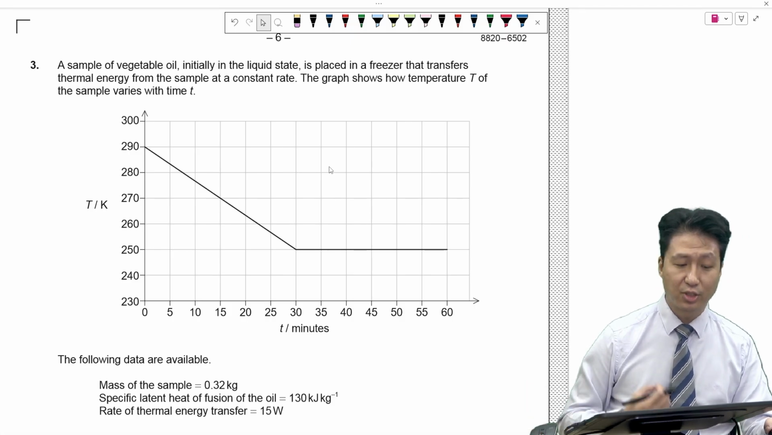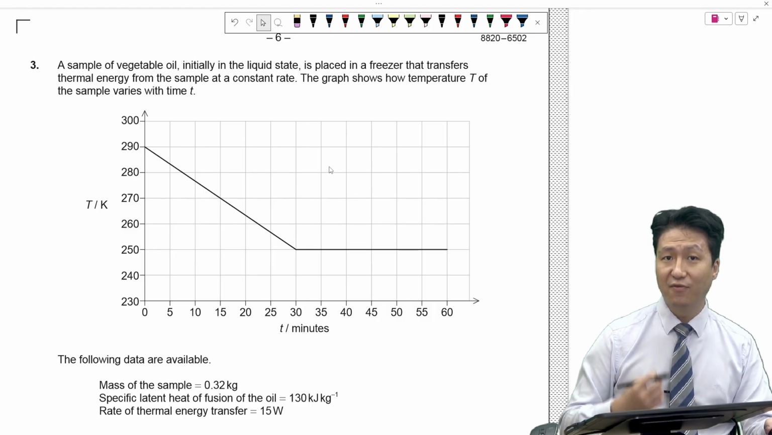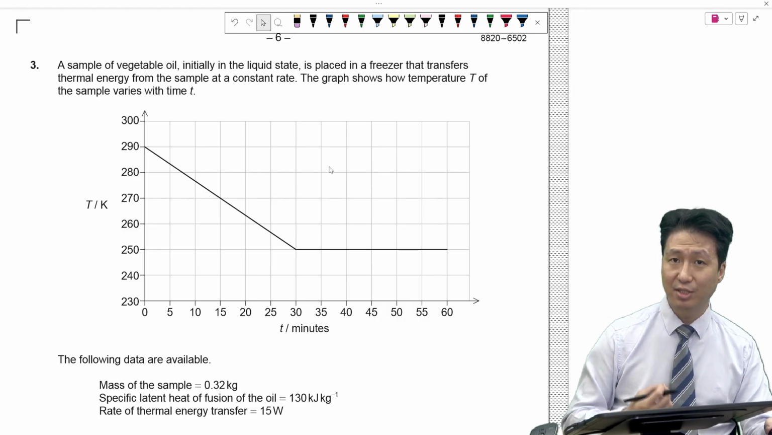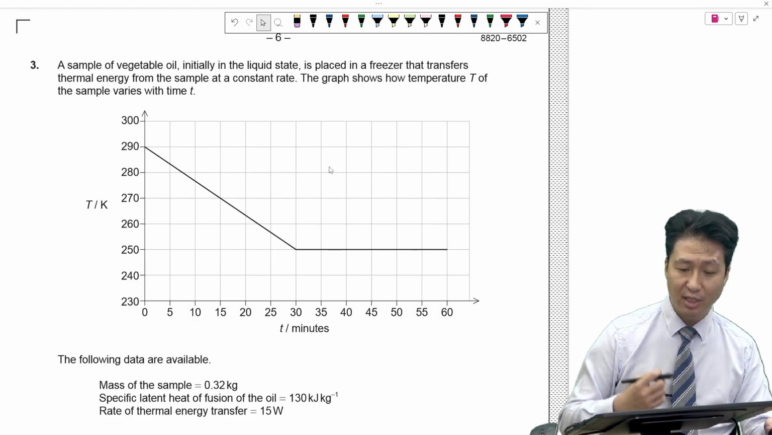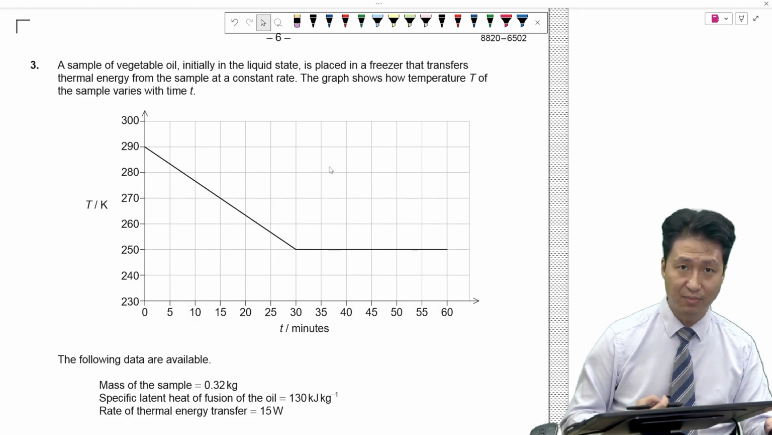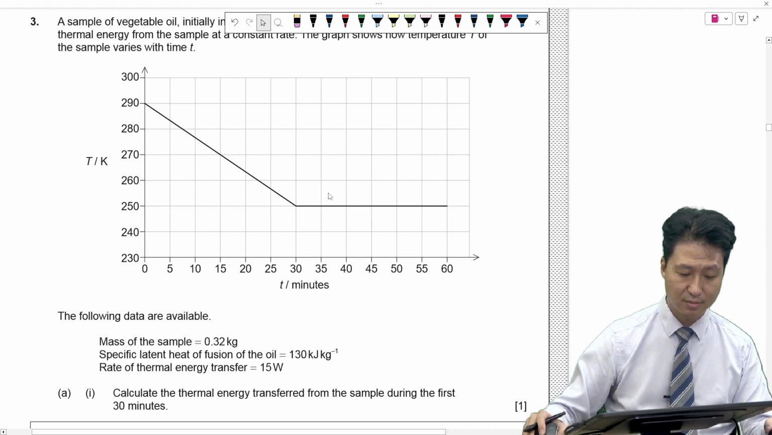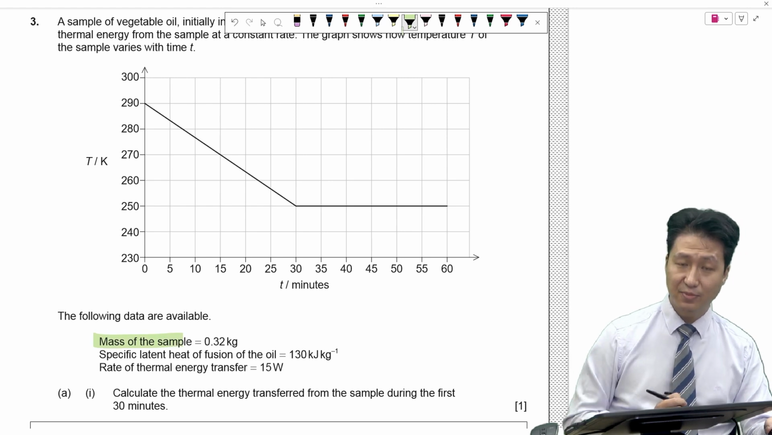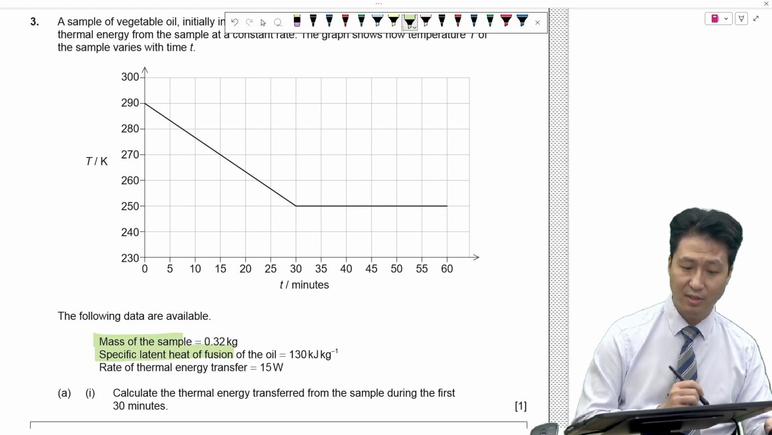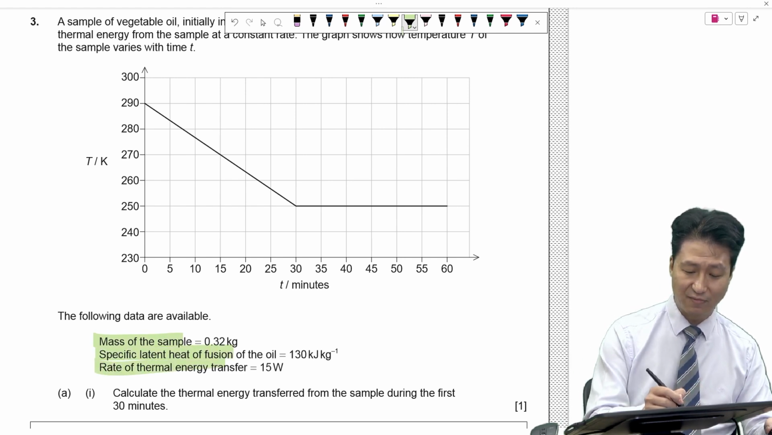On the next question, question number 3, a sample of vegetable oil initially in the liquid state is placed in a freezer that transfers thermal energy from the sample at a constant rate. The graph shows how temperature T of the sample varies with time, lowercase t. The following data is available. It gives us the mass of the sample, the specific latent heat of fusion, and the rate of thermal energy transfer.